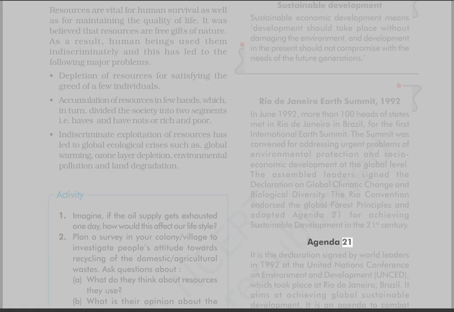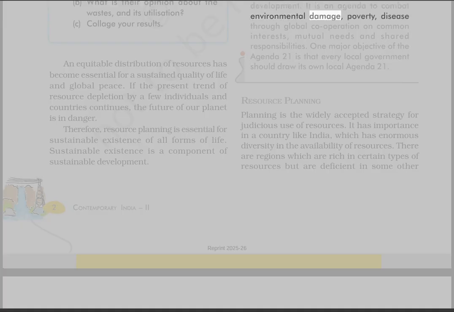Agenda 21. It is the declaration signed by world leaders in 1992 at the United Nations Conference on Environment and Development, UNCED, which took place at Rio de Janeiro, Brazil. It aims at achieving global sustainable development. It is an agenda to combat environmental damage, poverty, disease through global cooperation on common interests, mutual needs, and shared responsibilities. One major objective of the Agenda 21 is that every local government should draw its own local Agenda 21.